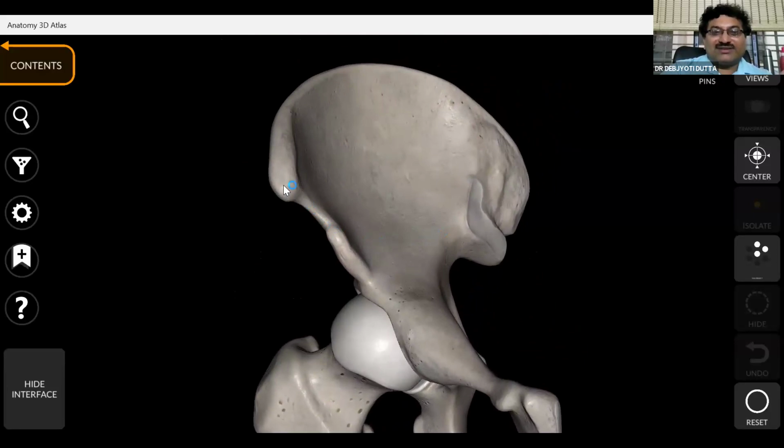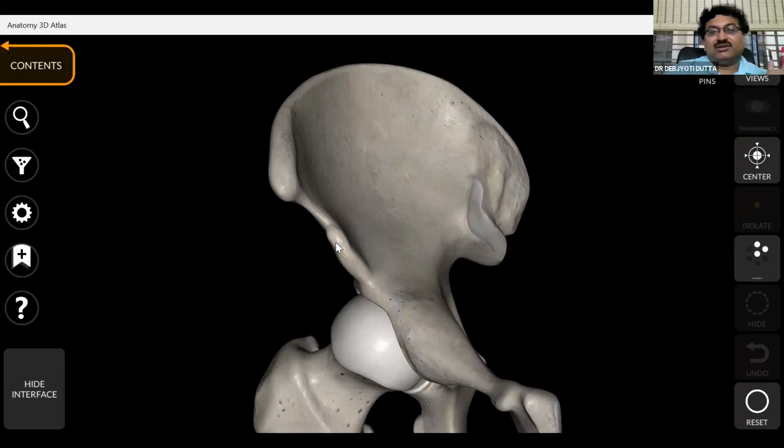Can anyone tell what is the name of this portion? This is a very important structure. Who is there? Volunteer. What is this projection called? Anterior superior... very good. This is the anterior superior iliac spine.